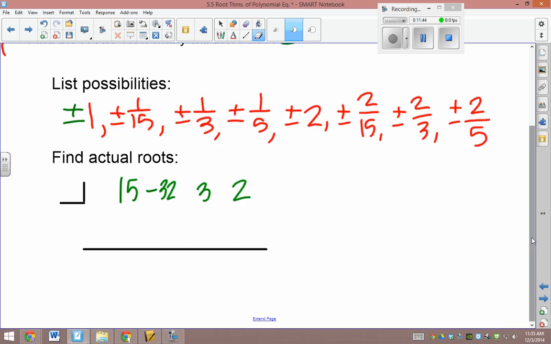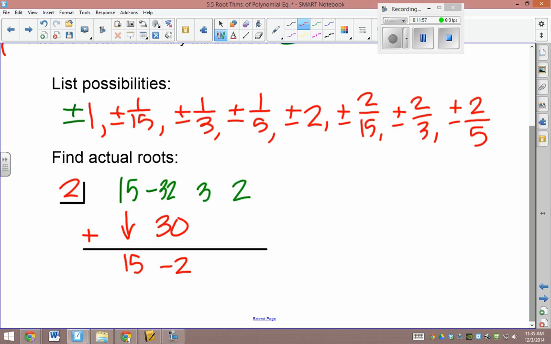How about we try +2. So dropping down the 15 to start. 15 times 2 will be 30. Add those together, so that's going to be -2. -2 times 2 is -4. Add those together, we get -1. And then -1 times 2 is -2. Add those together, and we get 0. Yay, jump for joy. Okay, so this is one of your roots. This is an actual root. And if this is a test or quiz, maybe go down to the bottom and write that in your answer line so you don't forget. This leftover polynomial, we started with something that was x to the 3rd power.